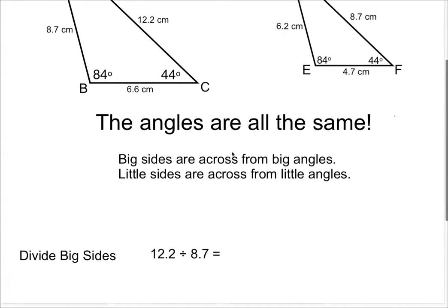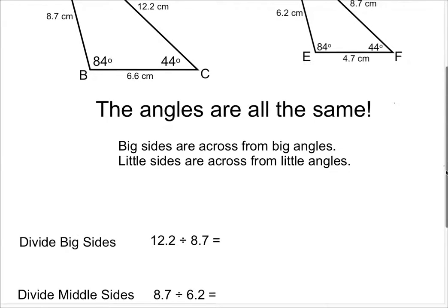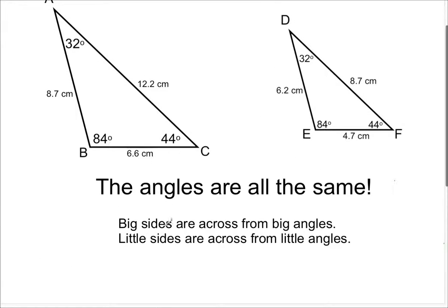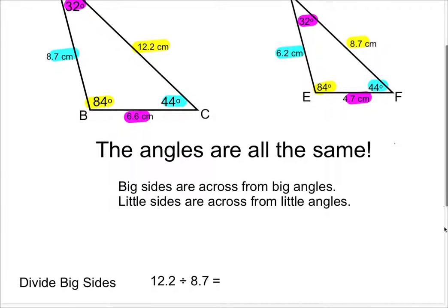The other thing that I wanted you to notice is that big sides are across from big angles. We'll go back up to these ones. Our big angle here is 84, and the biggest side is 12.2, and the big side is across from the big angle, and that is not a coincidence. Same thing here. The big side always has to be across from the big angle. The small side, 6.6 in this case, is always across from the small angle. Small side across from small angle, and that leaves the middle size angle across from the middle size side. Okay, so you should notice that.